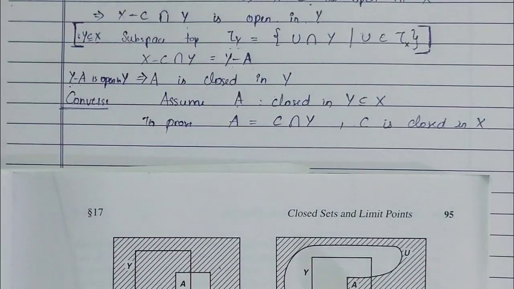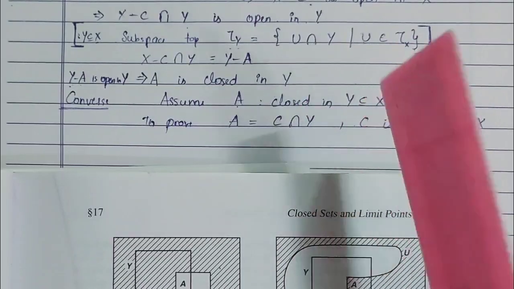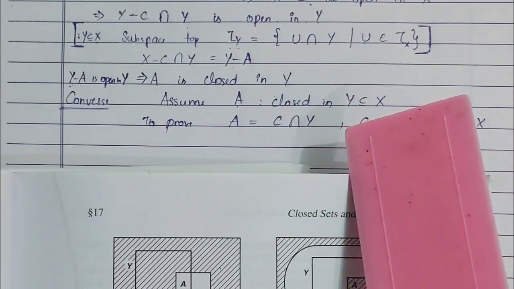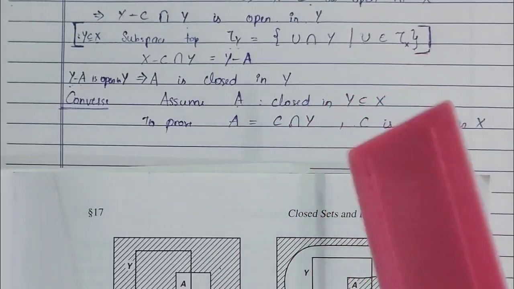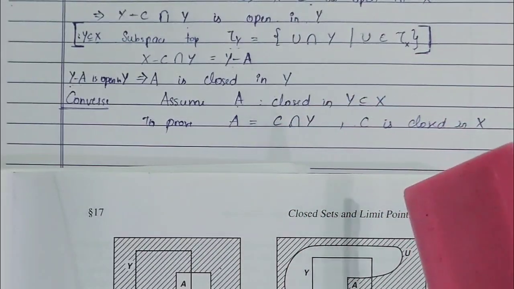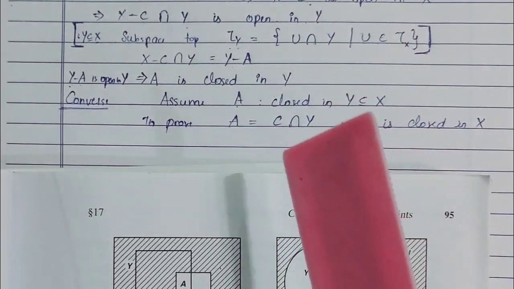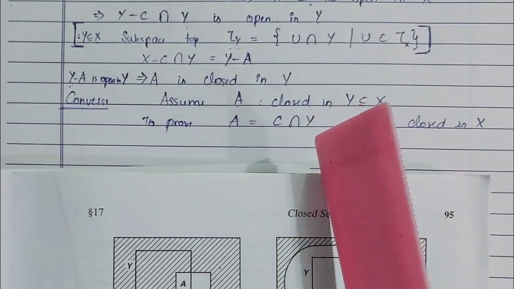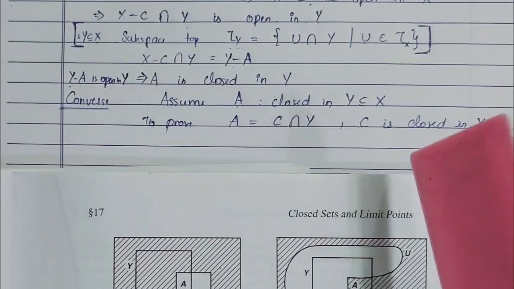For the converse part, consider this figure and we have to assume A is closed in Y, and we have to say that when it is closed, it is of the form C intersection Y. So whenever A is closed, it is of the form C intersection Y, where we know that C is closed in X. So this is what we have to prove.